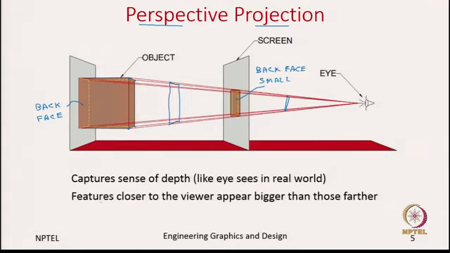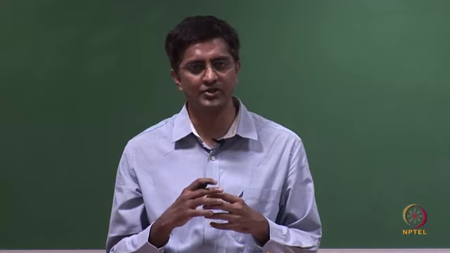So, as I already mentioned, features closer to the viewer appear bigger than those which are farther. So, though perspective projection is very close to what you and I look at, it is not that preferred in engineering drawings. The reason is because it distorts the view. What do I mean by distortion?